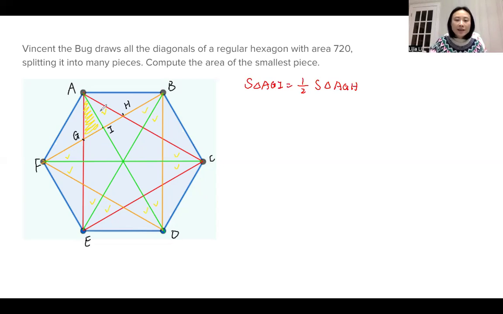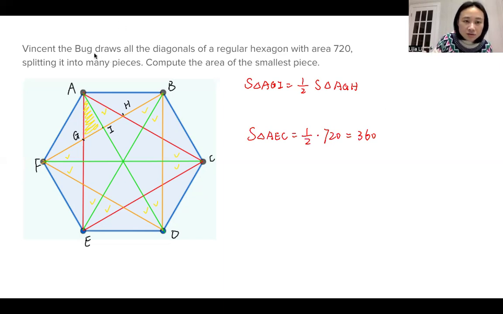hexagon. And then we want to find this area of AGH by looking at the bigger version, which is the area of AEC. Let's see, triangle AEC, I will say it's half of the total area of the regular hexagon. You may ask why. Let's take a look.